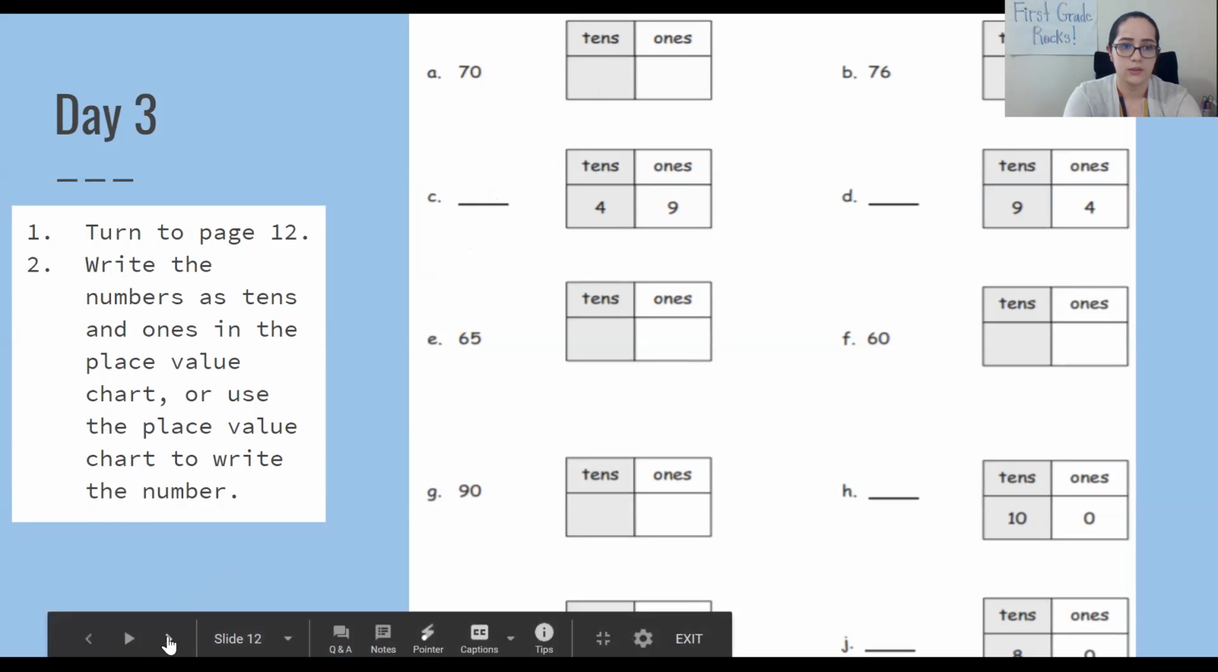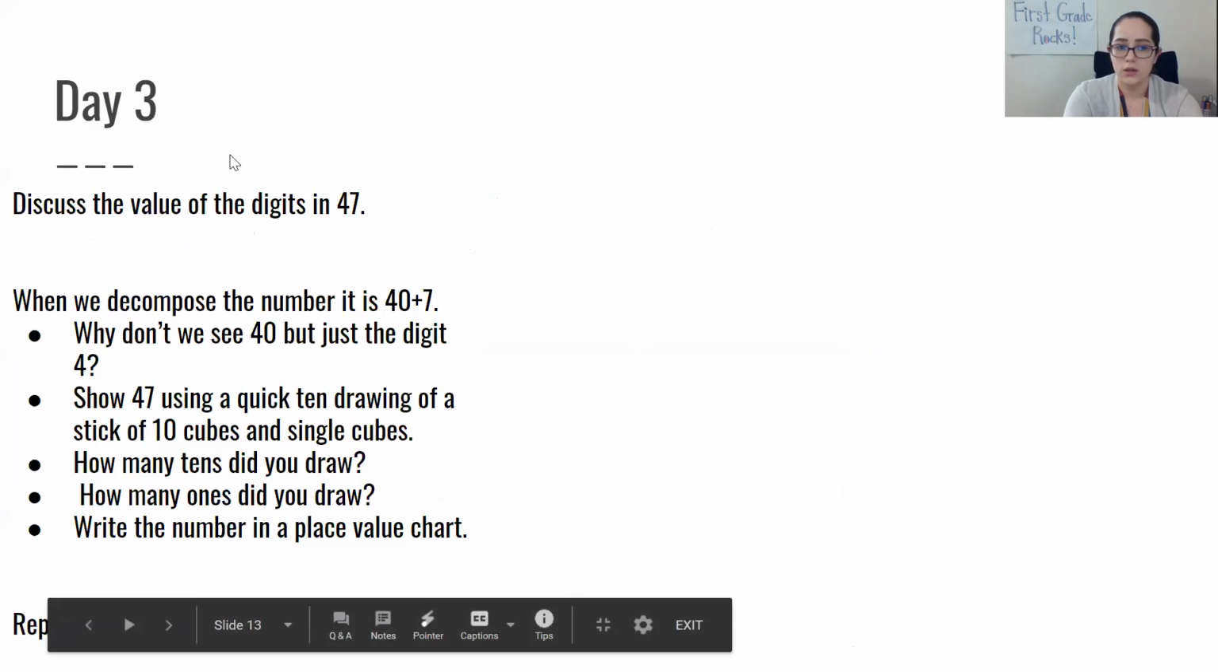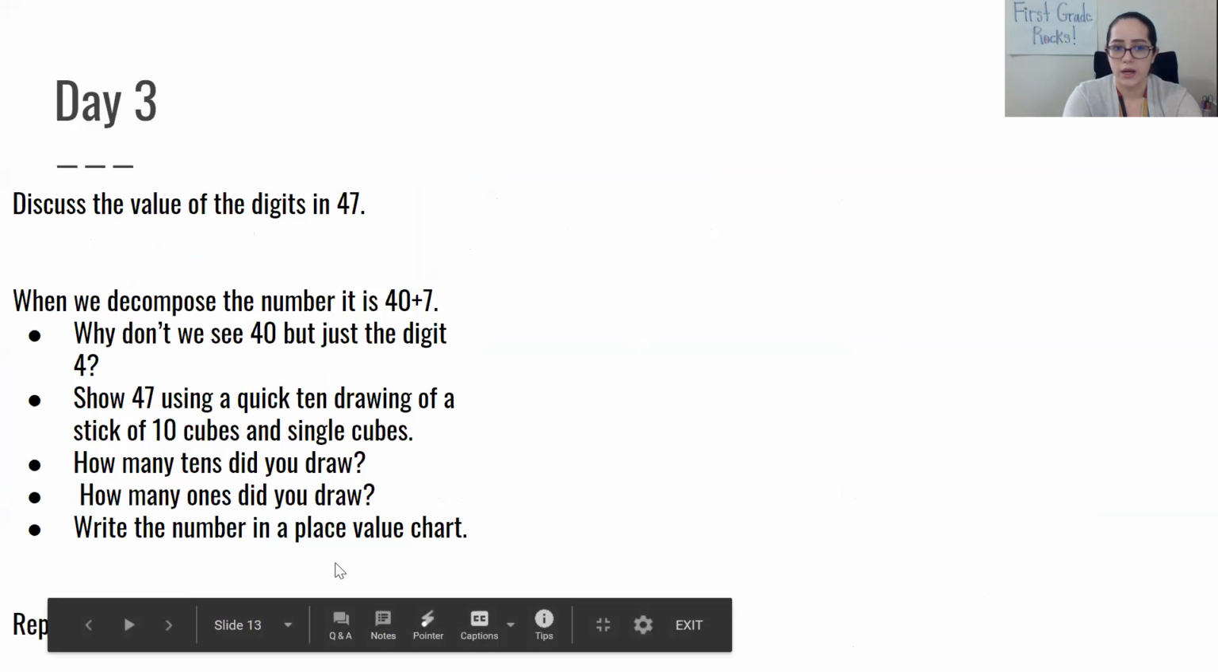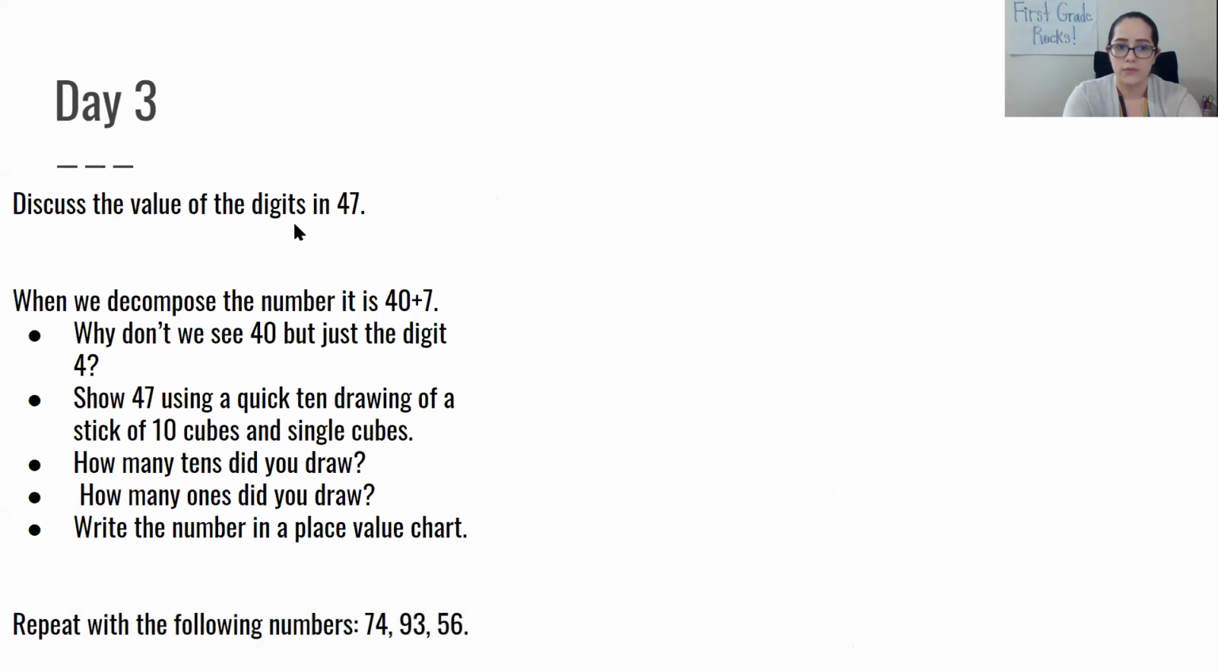All right. Okay. Also on day 3, it has a series of questions, and this could just serve as some extra practice for students. But it asks you to discuss the value of the digits in 47. So I'm going to go ahead and write that number on the side.